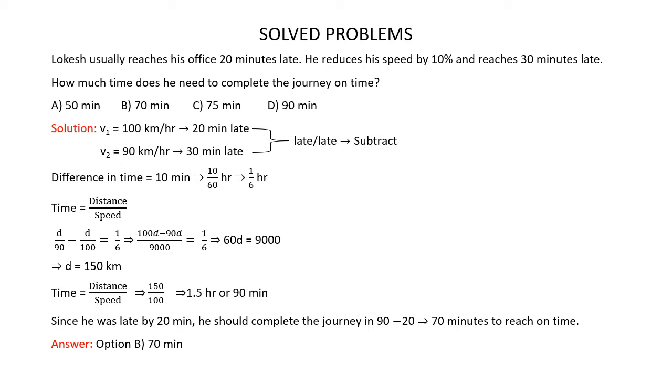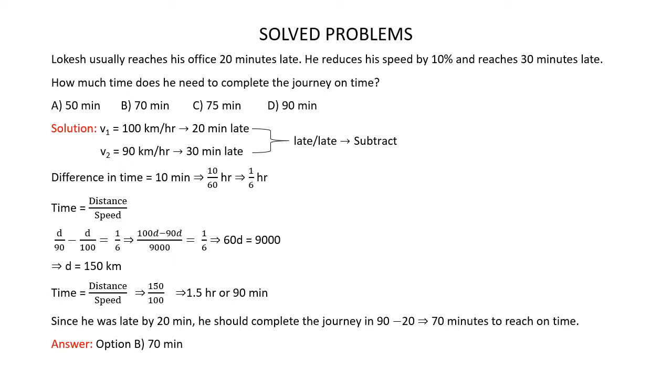Now we have late time and late time. So we have to subtract these two times to get the difference in time. So difference in time is equal to 30 minus 20, which is 10 minutes. Let's convert this 10 minutes to hours. So 10 divided by 60 hours is 1 by 6 hours. So difference in time is 1 by 6 hours.